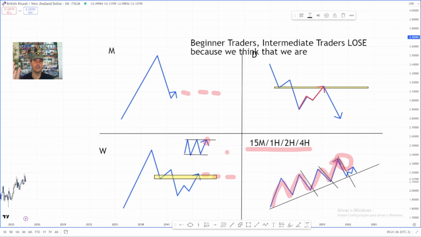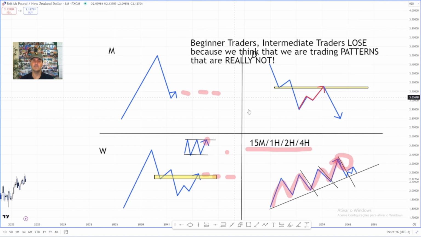I'm with you guys, alright? Me and you, we're all the same. We lose because we think that we are trading patterns that are really not. This is a golden nugget talking about trading.